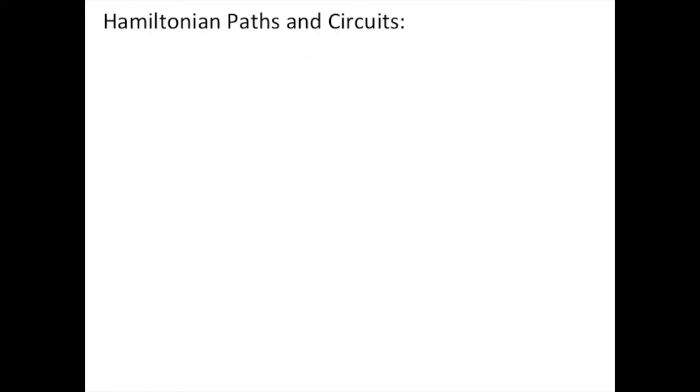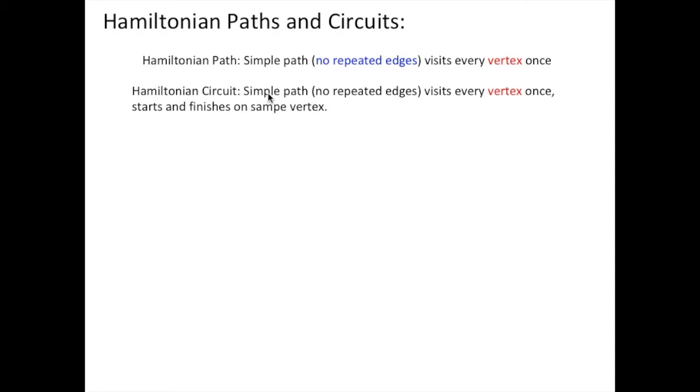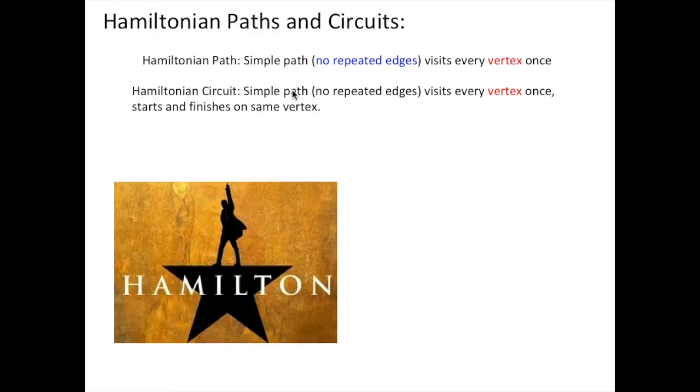Hamiltonian paths and circuits. A Hamiltonian path is a simple path with no repeated edges, visits every vertex once. Euler was all about the edges. Hamiltonian is all about the vertices. A Hamiltonian circuit is a simple path, no repeated edges, visits every vertex once, and because it's a circuit, it starts and finishes on the same vertex. Think of the star as the vertex. Hamilton is all about the vertex.